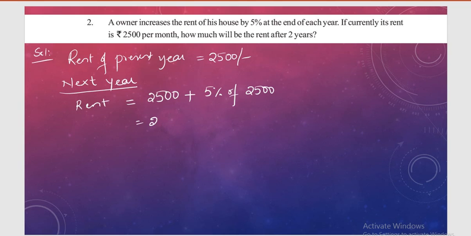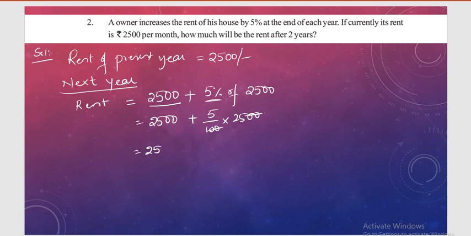So this I can write as, are you getting my point? Here the present year's rent is already 2500. After every year there is a 5% increase, no? In which year is the 5% increase? In the present year. So 2500 plus 5% of 2500, which gives me 5 by 100 into 2500. Here two zeros I can cancel out.